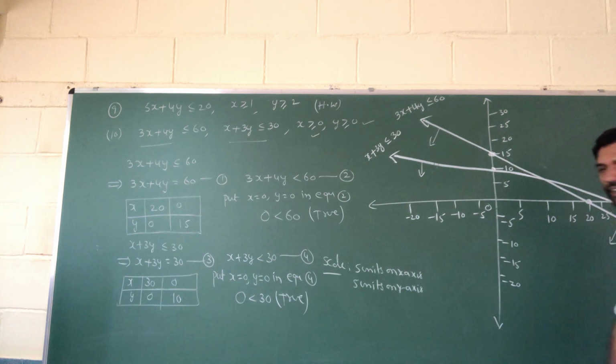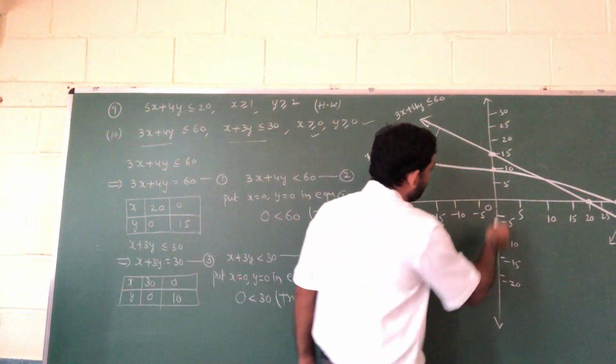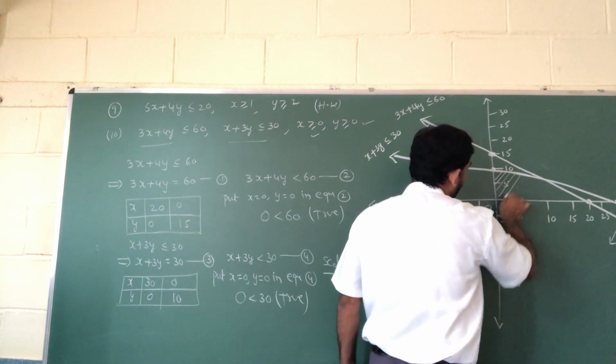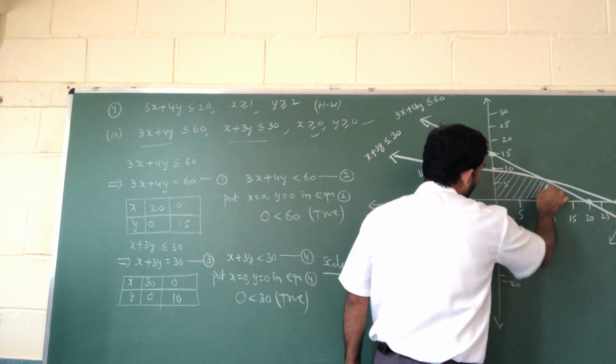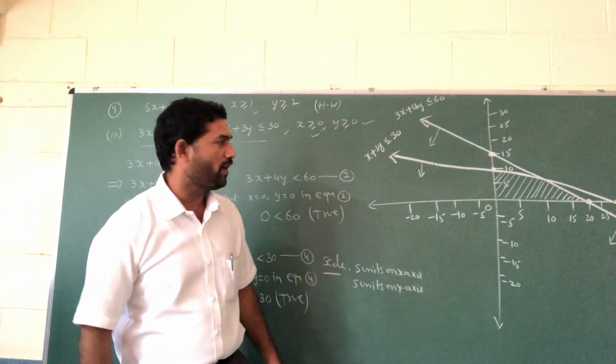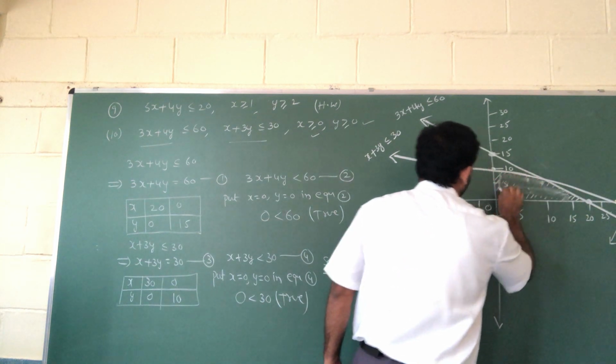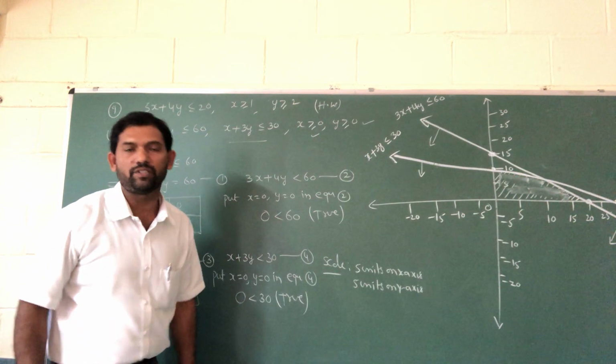So both are intersected where? In this area only, na? Both are intersected in this area or not? In this area. That area you have to shade it.